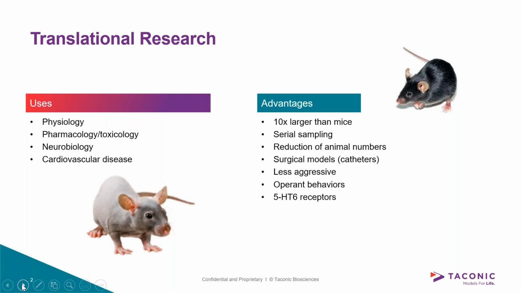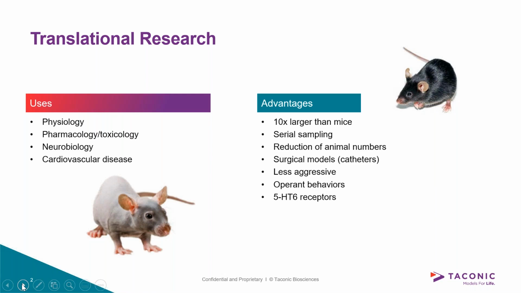So what are the advantages when we're thinking about whether to use a mouse for an experiment or a rat? Most of the advantages of the rat come down to the fact that they're much larger than a mouse. They're both small, but really a rat is about 10 times larger than a mouse. What this allows is for researchers to take more samples, so serial sampling. They have more blood, so you could collect those samples over a longer period of time. And this might actually let you reduce the number of animals that you use in your experiment, which is in alignment with the 3 R's.